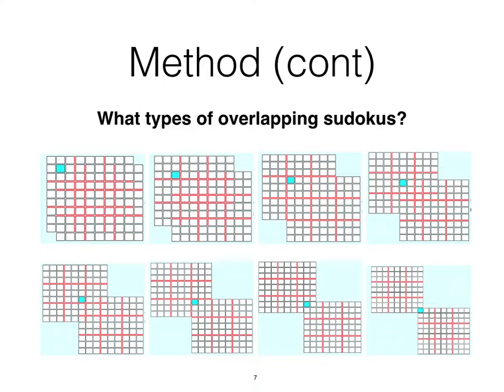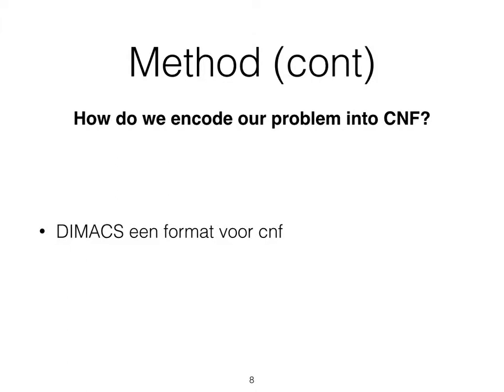Well, the first question is, what types of overlapping sudokus are there and which can we use? We came up with the following. We have two sudokus, and on the first sudoku we lay the second sudoku on the diagonal of the first one, as indicated in the pictures, resulting in 8 overlapping sudokus. The second question. How do we encode our problem into CNF form? Well, we use DIMACS for that. We did a little bit of research and came up with DIMACS, and it's a format for CNF.